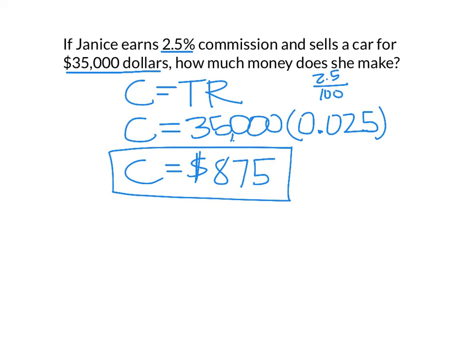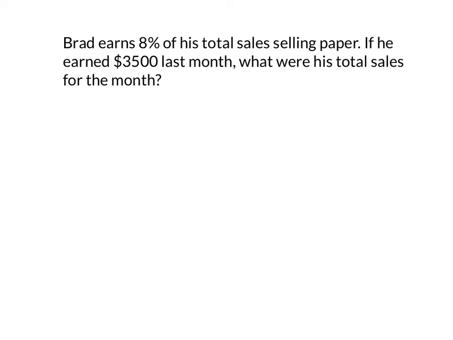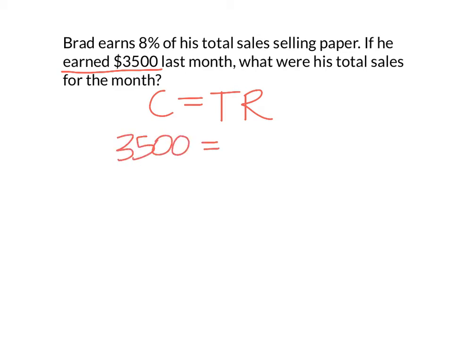Let's do another one. So Brad earns 8% of his total sales selling paper. If he earned $3,500 last month, what were his total sales for the month? So commission, the part, equals the total sales, the whole, times the rate. This time we know his commission. So he earned $3,500. So 3,500 equals, and again we are solving for the total sales, and I'm going to put that at the end. But the rate is 8%.